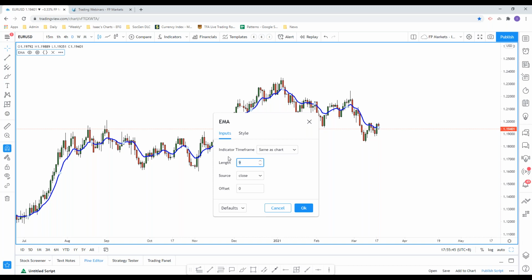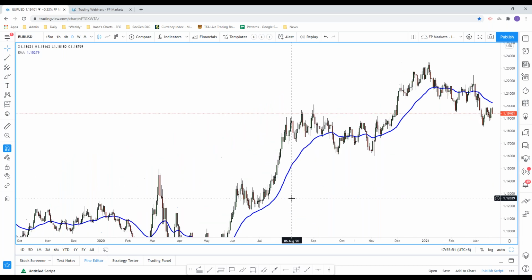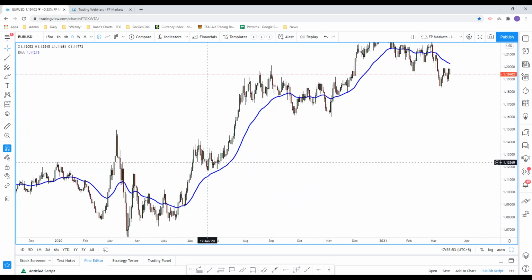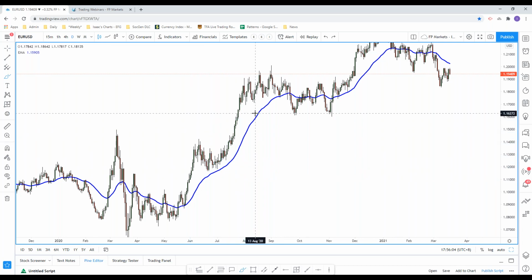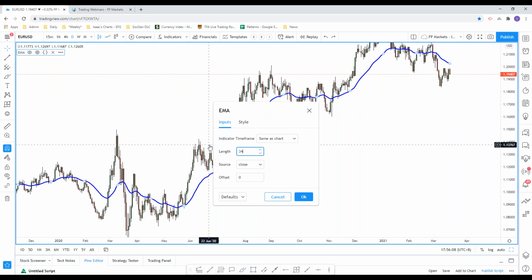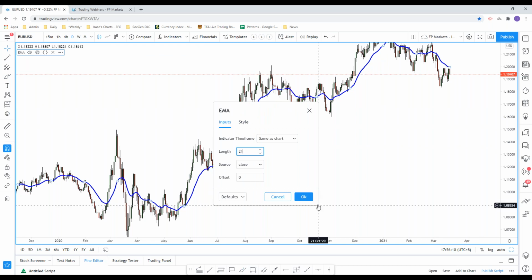Normally I'll start off with either 21, 34, or 55. So let's try 34. I try to see, okay, when the markets are trending, which moving average holds the price nicely. So the idea is for price to tap and react, tap and react, tap and react. I don't like to see a huge space like that. So maybe 34 is not the best for EUR/USD, maybe 21.